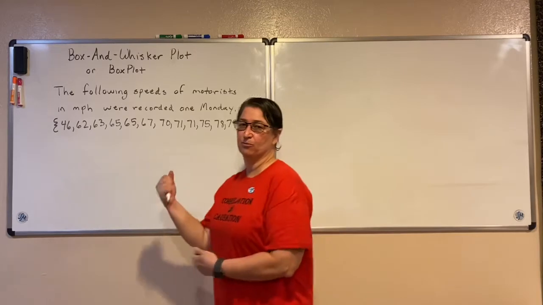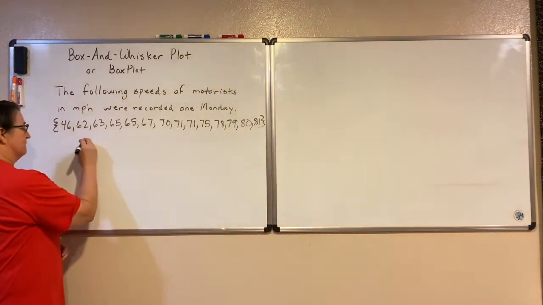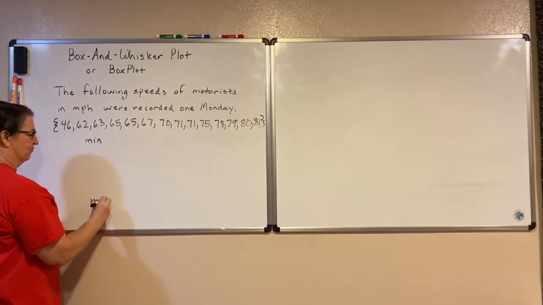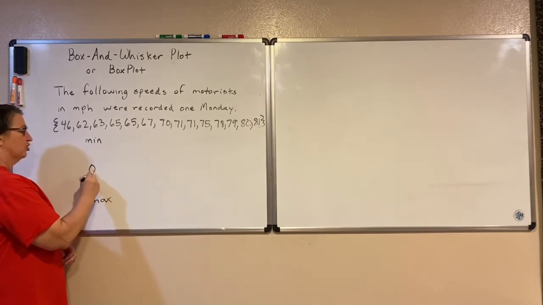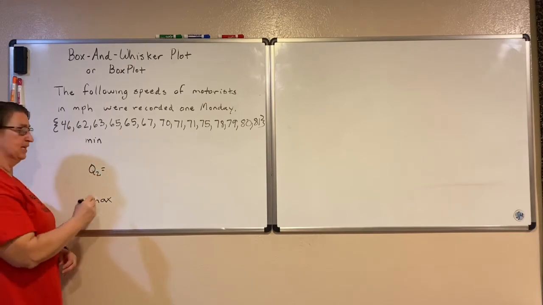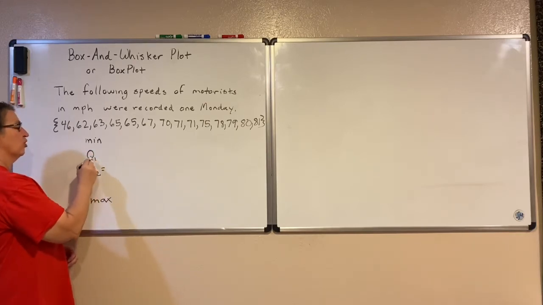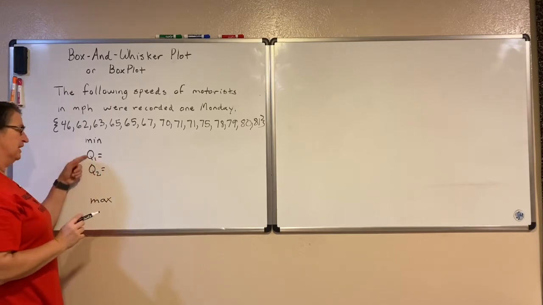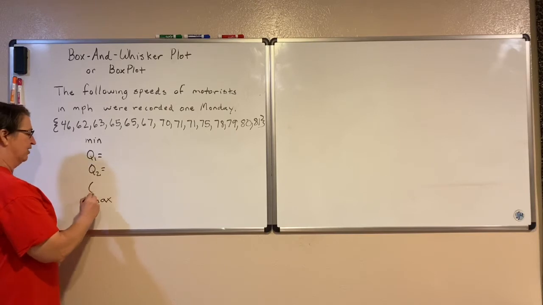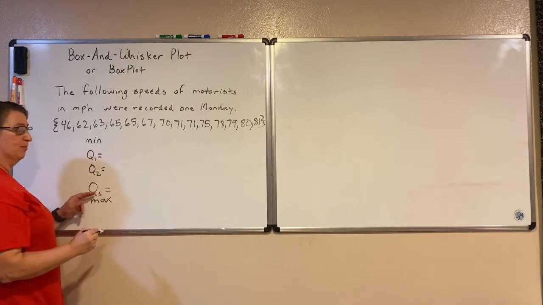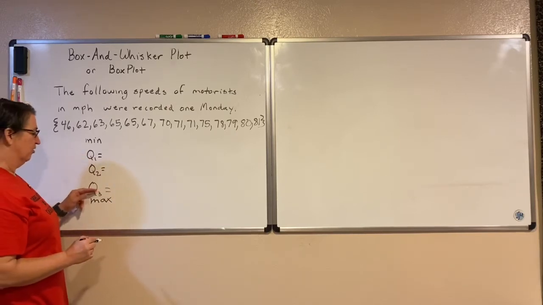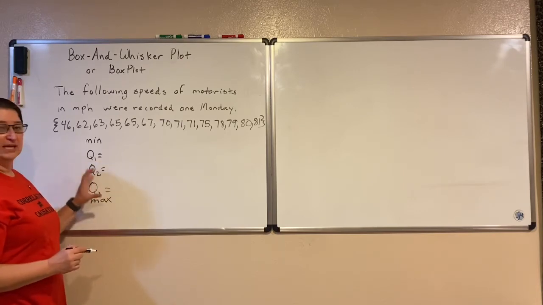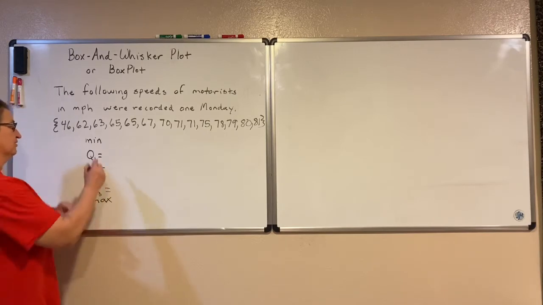Remember that the 5-number summary is the minimum value, the maximum value, our Q2, which is our median, and then Q1, the first quartile, which is the upper range of that first quartile, or the median of the bottom half. And then Q3 is the upper bound of that third quartile, and that is the median of the top half. So let's find these values.